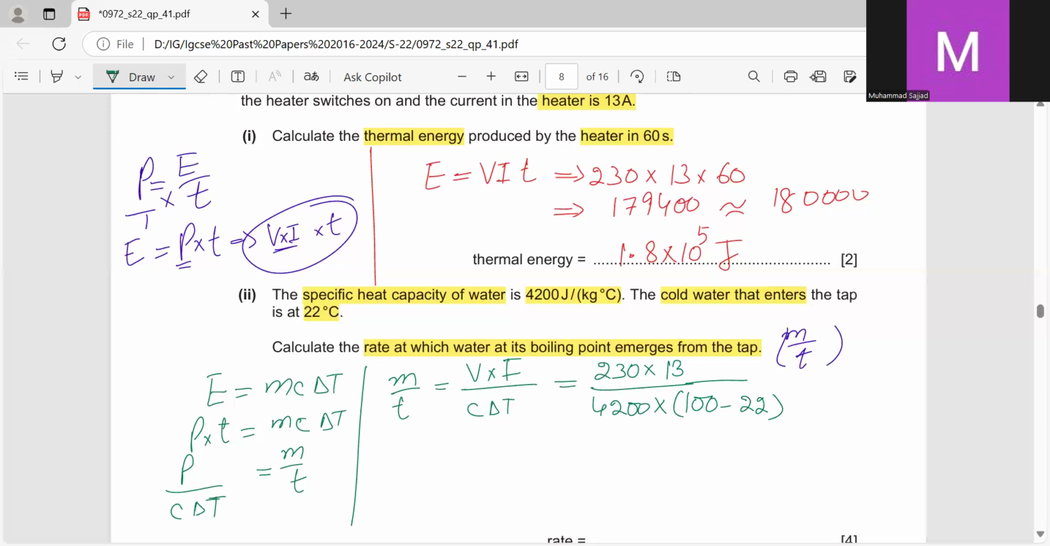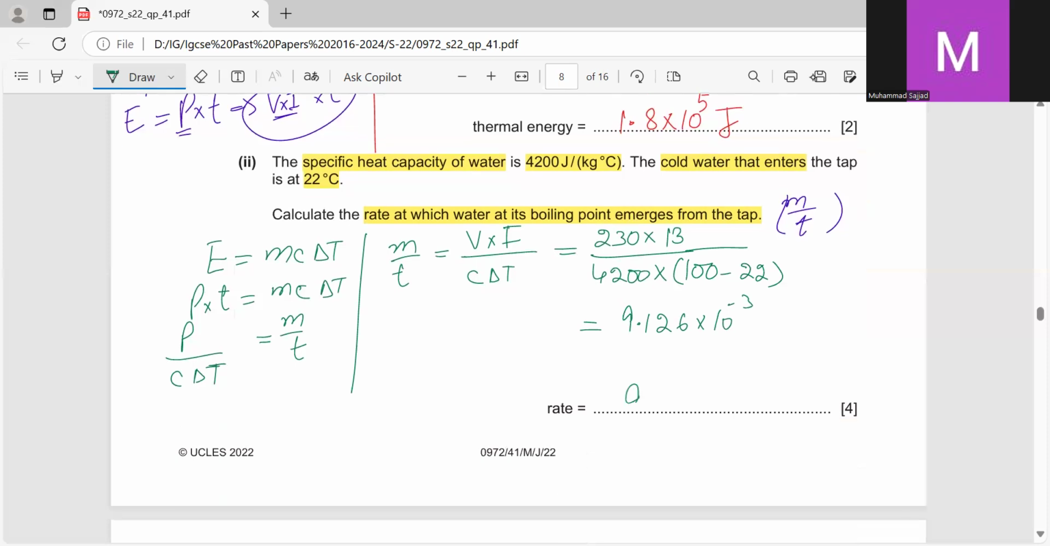9.126 times 10 raised to the power minus 3. So no need to write this much long answer. You can simply write 9.1 times 10 raised to the power minus 3. Now what will be the unit? See, m over t, kilogram per second. So it will be kilogram per second.